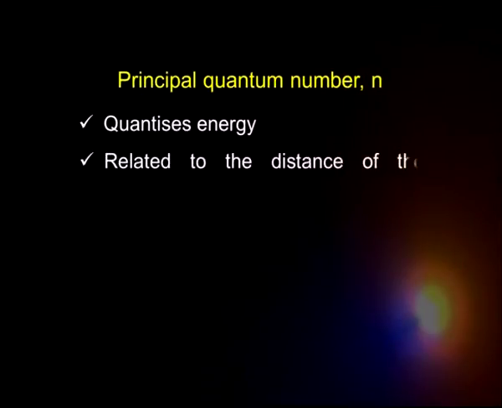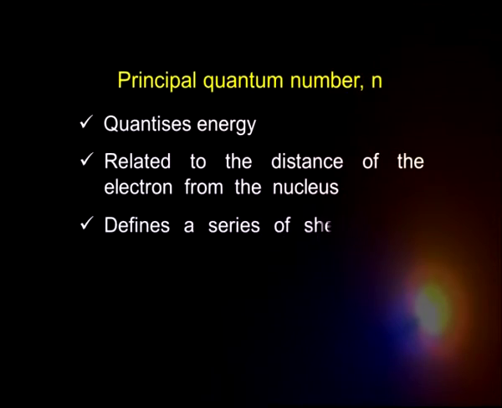This is what we got when we talked about the energy expression, because we remember that energy was inversely proportional to the principal quantum number n. And secondly, this also is related to the distance of the electron from the nucleus, because as n increases, we go farther and farther from the nucleus. So n tells two things: it quantizes energy, and it also tells how far the electron is from the nucleus. Larger the value of n, farther the electron from the nucleus. So those are two big things.